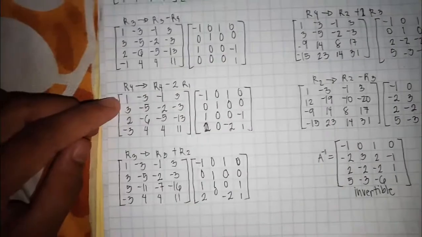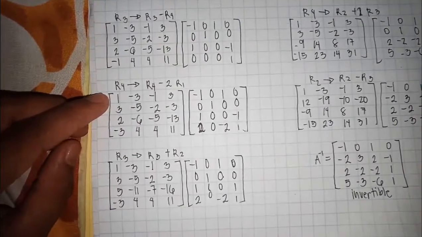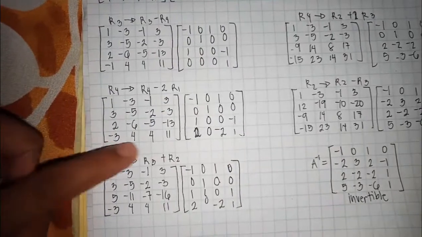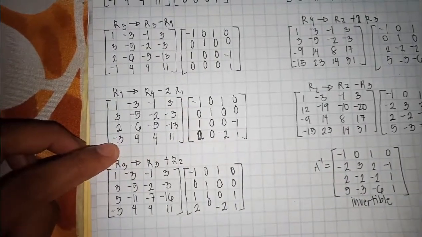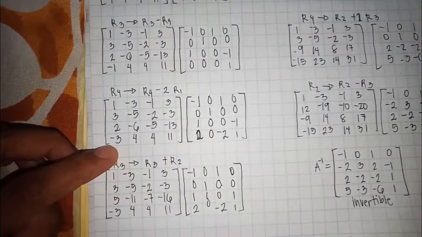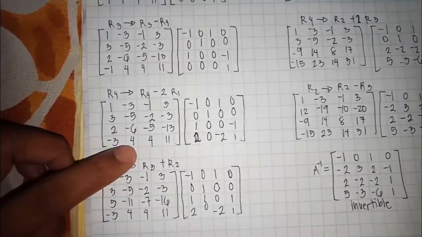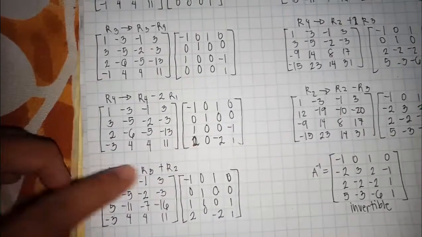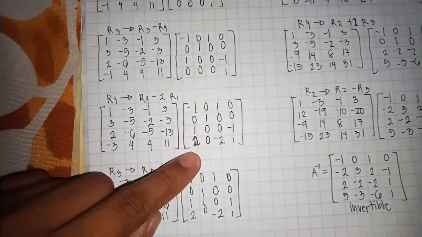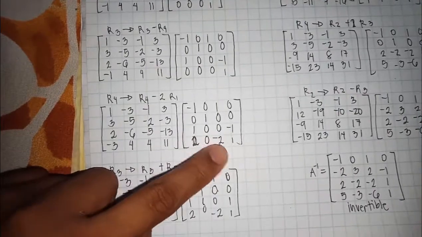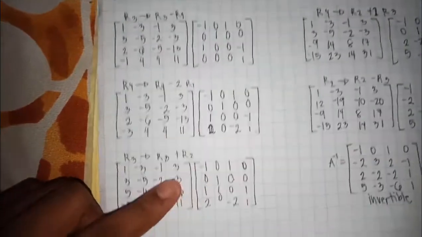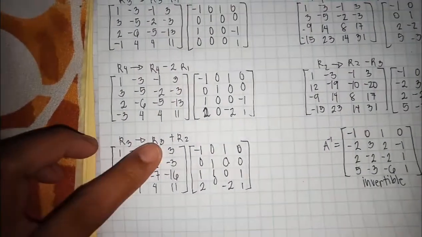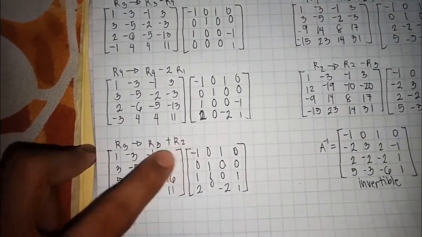So R1 to R3 will still remain and R4 will be changed. And we get negative 3, 4, 4, 11 in R4. And on the other side, we get 2, 0, negative 2, and positive 1. And then, to get the R3, we have R3 plus R2.